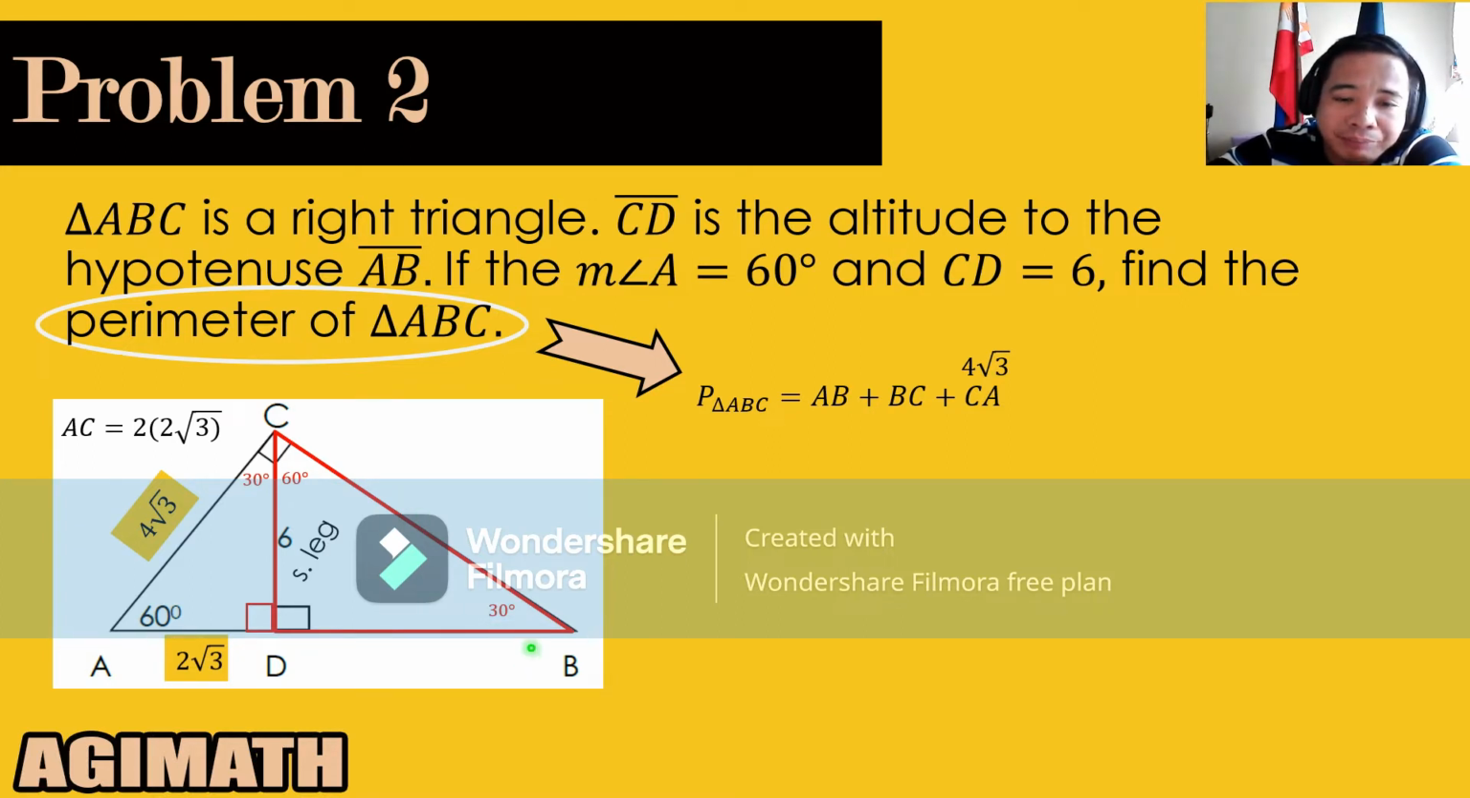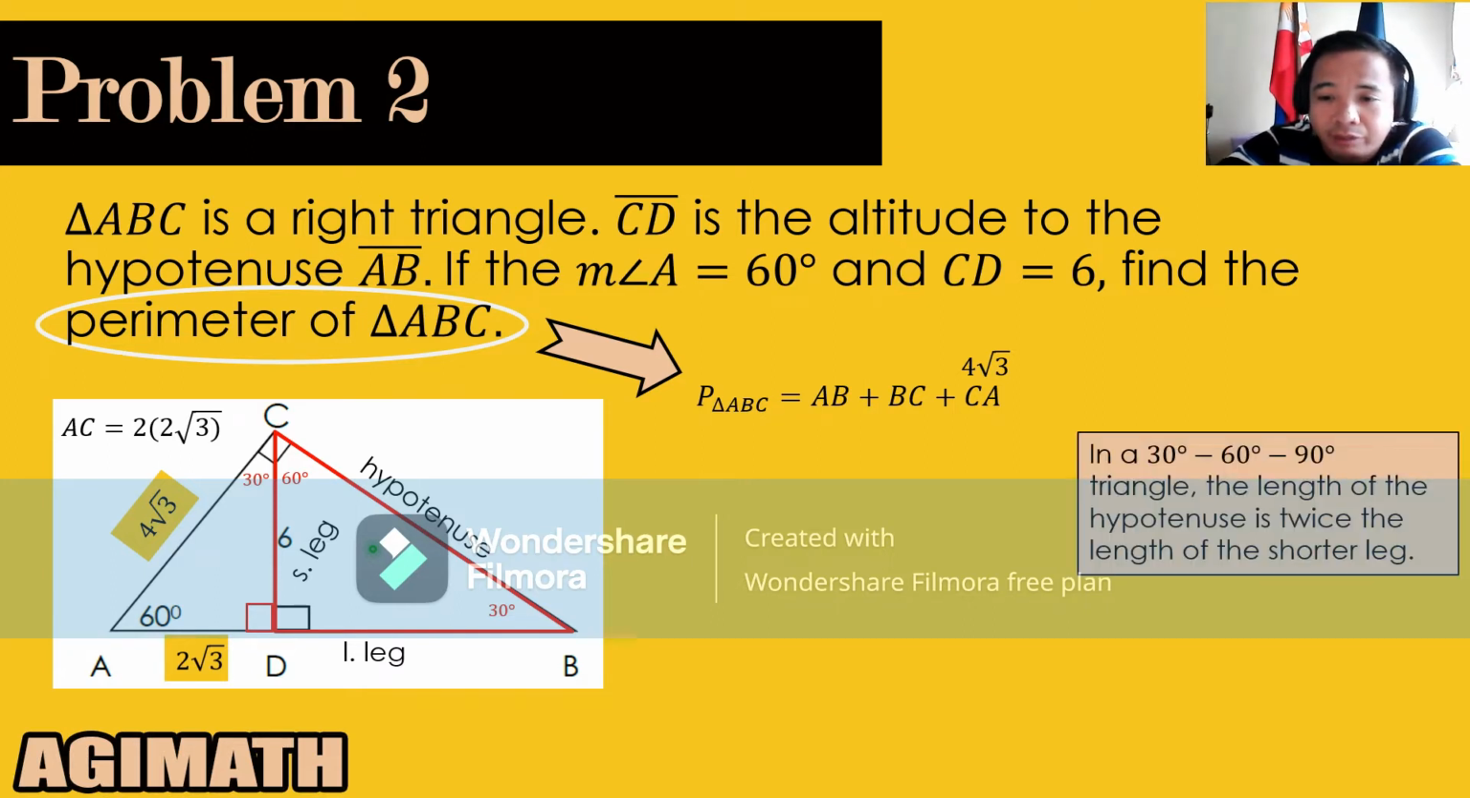Of course, if this angle is the 30-degree angle, then it means that CD, opposite this angle, is the shorter leg. As well as, since CB is opposite the right angle, it is the hypotenuse, and this side DB is the longer leg because it is opposite the 60-degree angle. So always do that so that you will not be confused because we are dealing with a lot of triangles.